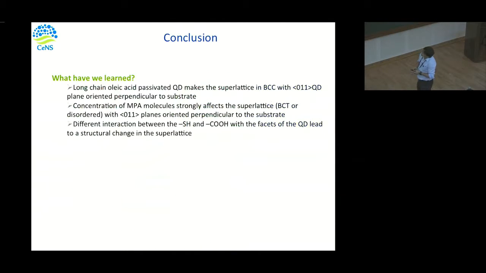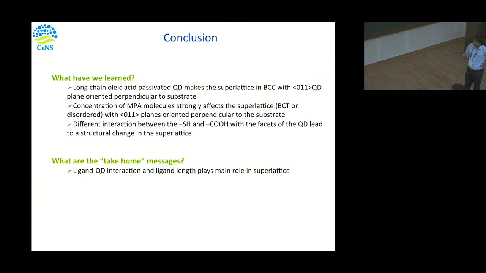So what we have learned from this work is that these long chain molecules make these quantum dots form a BCC superlattice with a particular 011 direction perpendicular to the substrate. And these small molecules change this BCC lattice to BCT, and then finally it goes to a disordered system. This happens most likely because of the different interactions between the thiol molecule, that's the small molecule functional group, and the carboxylic acid, which is the big molecule functional group. The interactions between them at different facets are different, and that leads to this change in the superlattice structure.